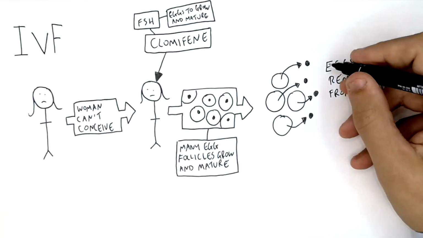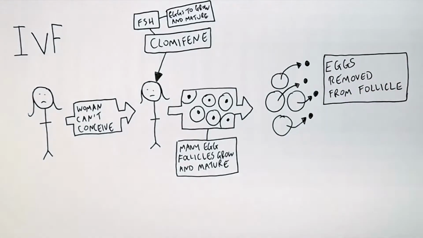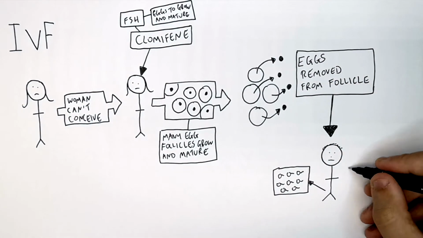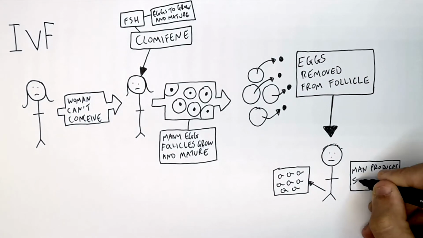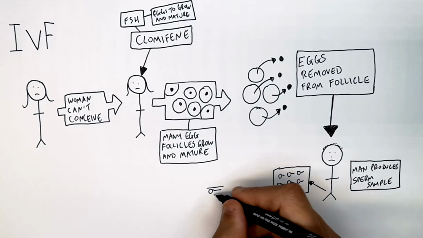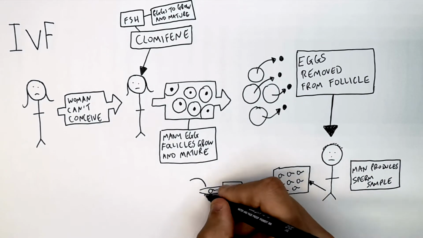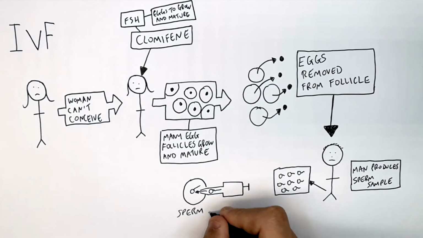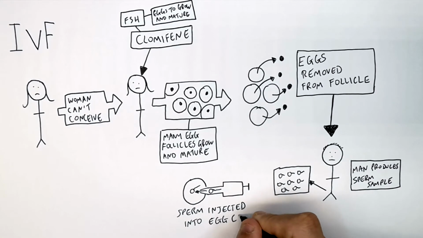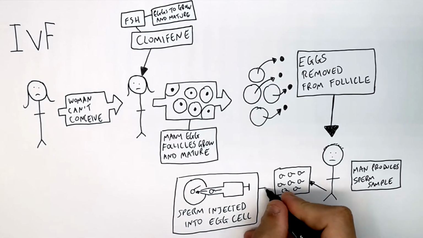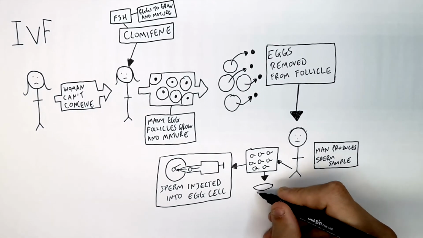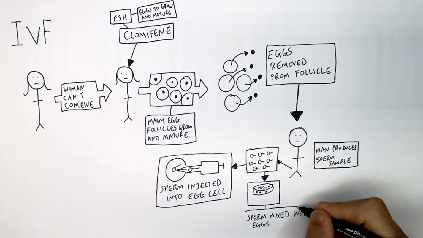So the eggs are removed from the follicles. Now a man must produce a sperm sample. So the man produces a sperm sample. Modern technology now allows for sperm to be injected directly into the egg. So the sperm is injected into the egg cell directly. Or the sperm sample can be mixed with the eggs.